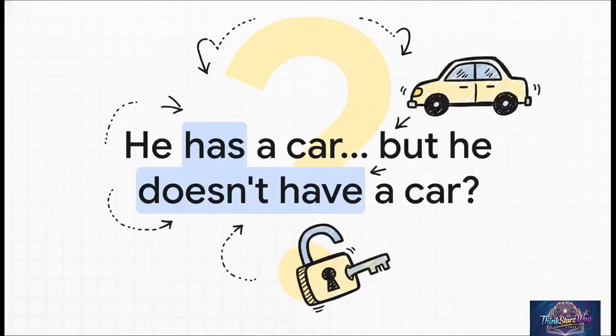Okay, so here's the big puzzle. Have you ever really thought about this? We say, he has a car. Simple enough. But then, when we make it negative, we say, he doesn't have a car. Wait a second, why does has suddenly become have? It seems kind of weird, doesn't it? But trust me, there's a super simple logical rule behind this whole thing, and we're going to crack it together.